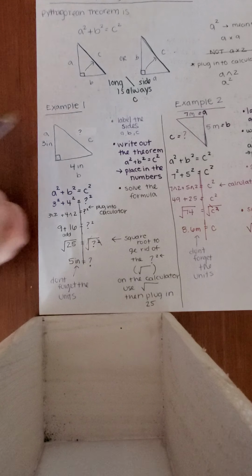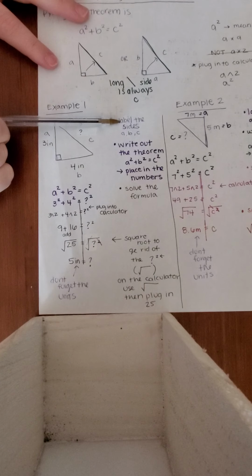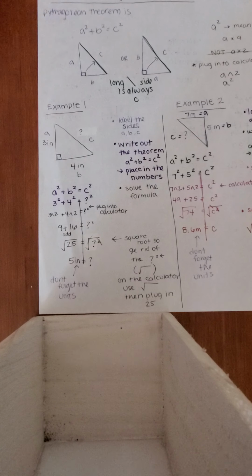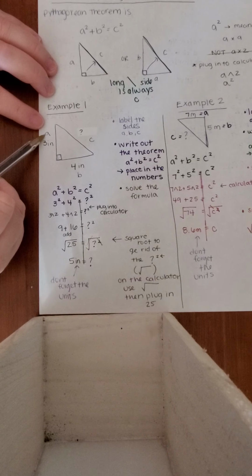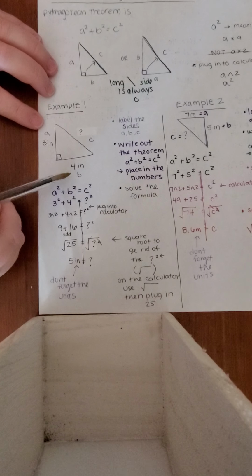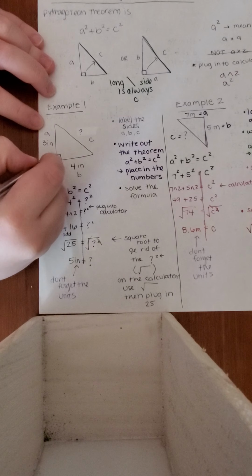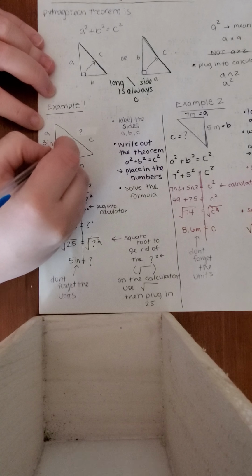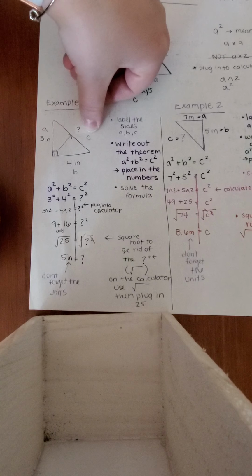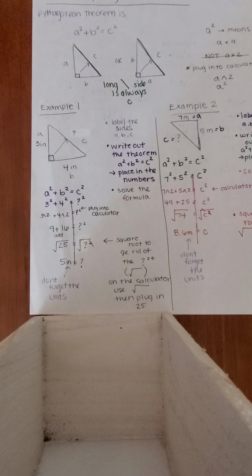So the first thing we have to do is label. I need to know which one's A, B, or C. As I see, I put A here and I put B here. It does not matter. You could have put B here and A there. And then we have our box right here. So we know that across from our box has to be C.